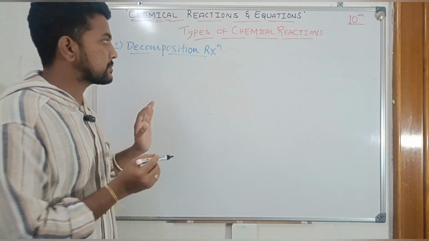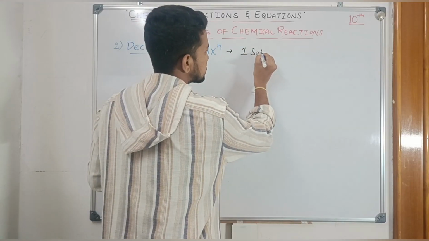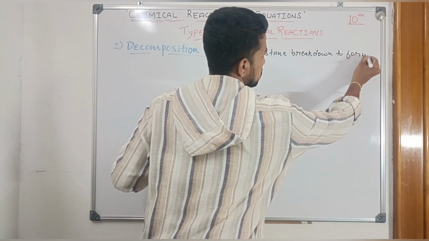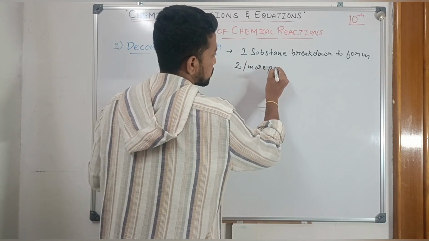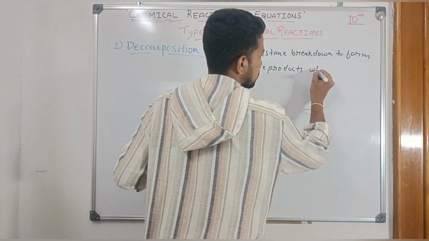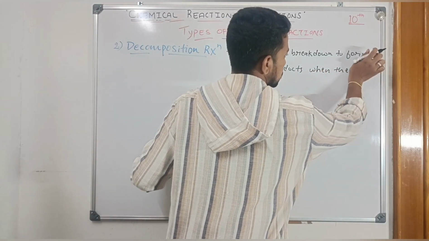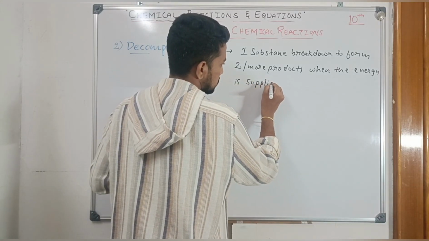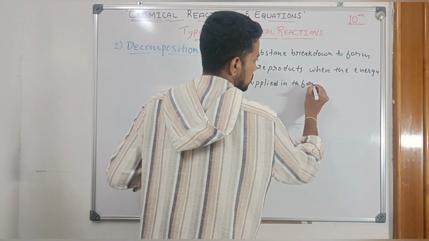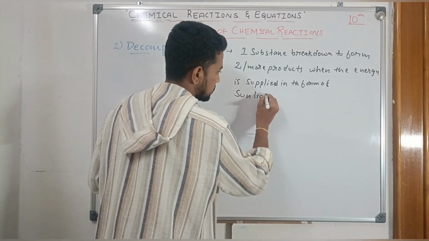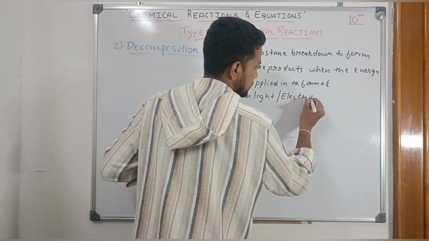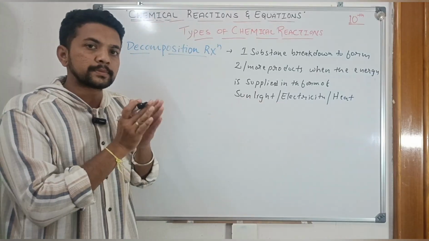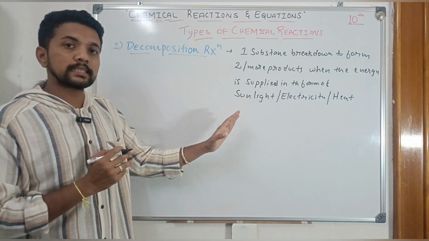So decomposition reaction is a type of chemical reaction in which one substance breaks down to form two or more products when energy is supplied in the form of sunlight, electricity, or heat. So when energy is supplied in these three forms, one substance breaks down and divides into two or more products. That reaction is called a decomposition reaction.